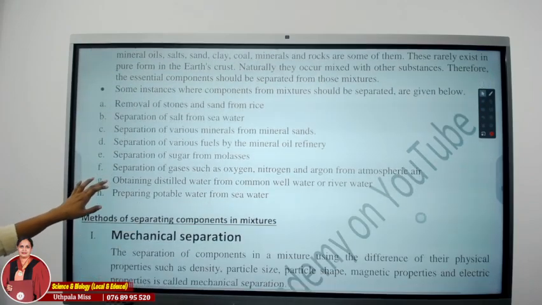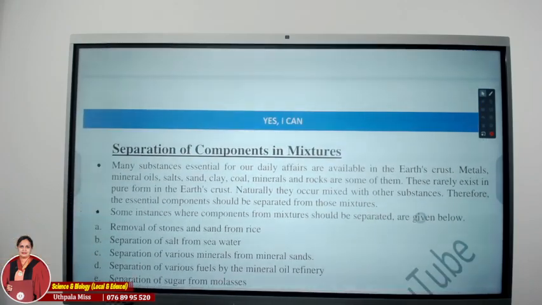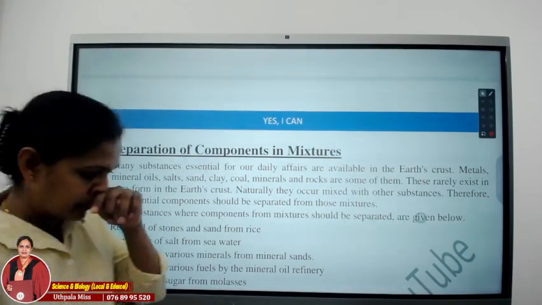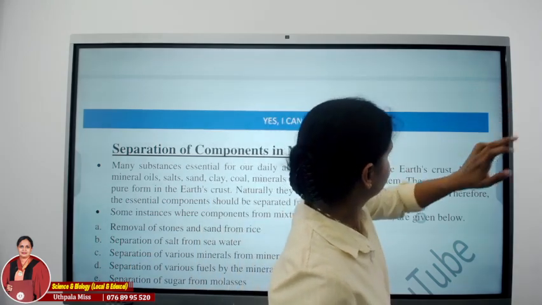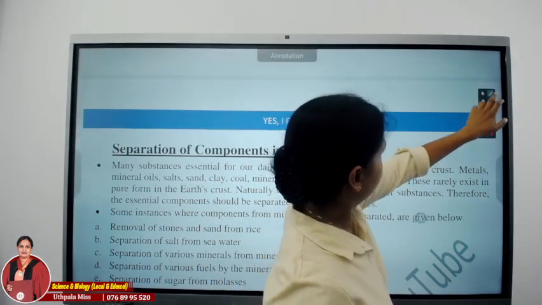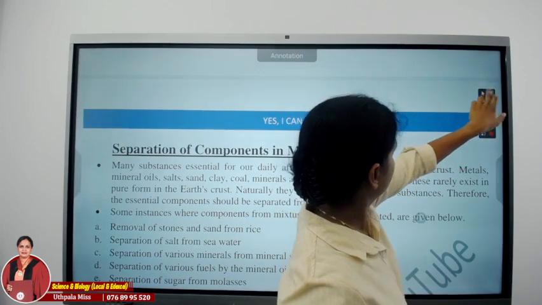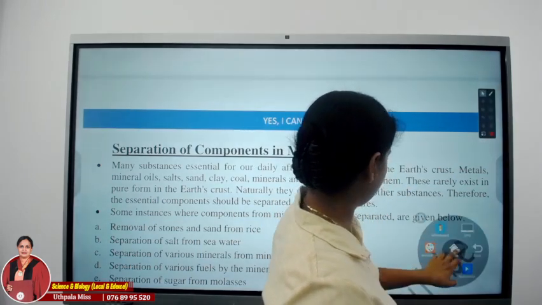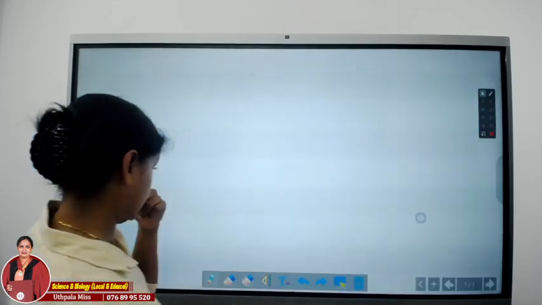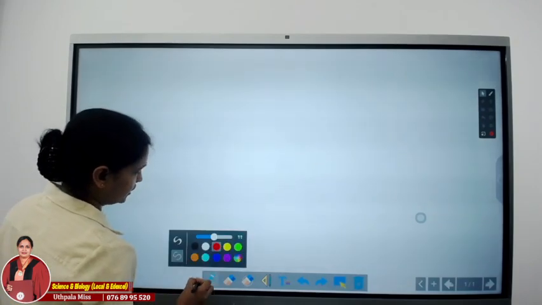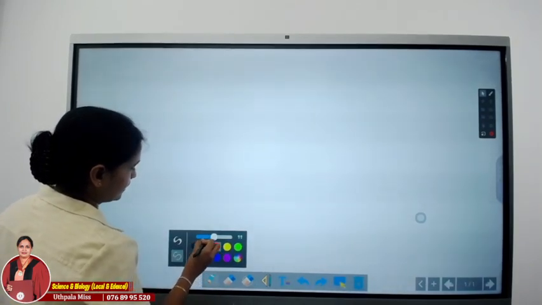Next, separation of components is the new topic. I will give you another calculation to do instead. Right? The rest of the time. Moving on to the whiteboard. You can take a sheet of paper and do it.